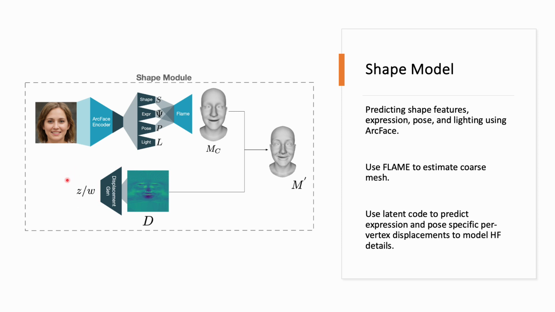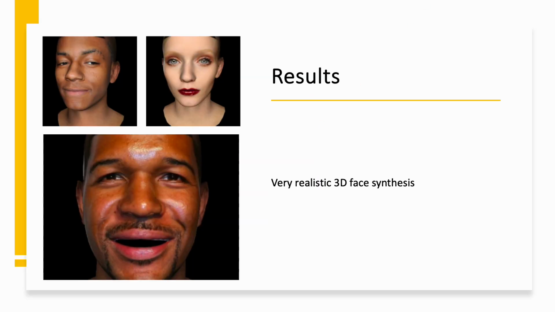Now to capture details, we use StyleGAN's latent code, Z or W. We have a displacement generator, which gives us per vertex displacements. Now we fuse them together to get a detailed mesh. Here are some of the results generated from our pipeline. As you can see, we can generate quite realistic high resolution images.